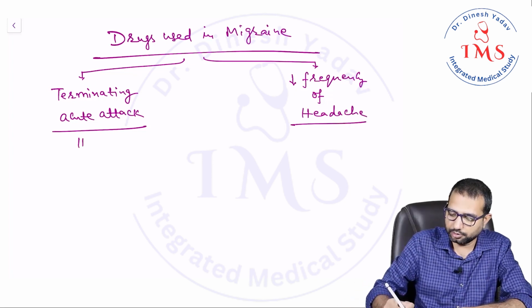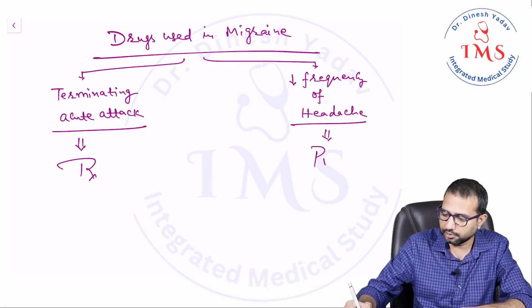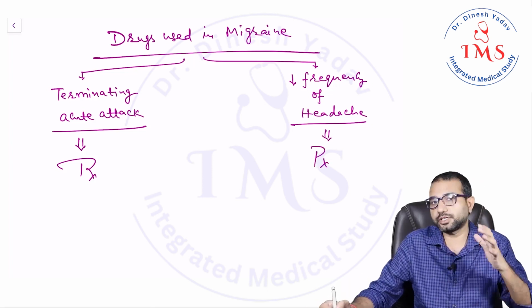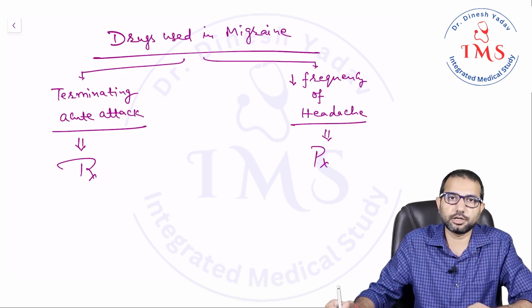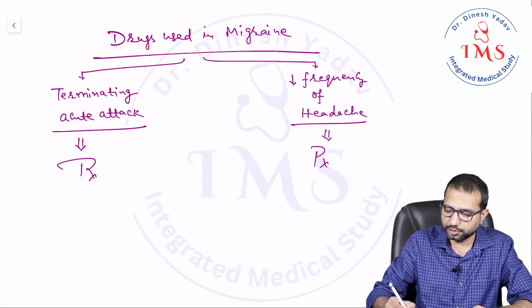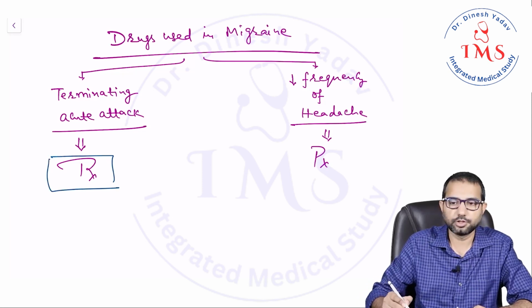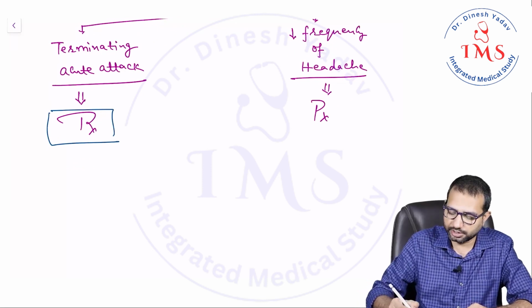So these are used for treatment and these are the drugs for prophylaxis. Prophylaxis means drugs decrease the frequency, and treatment means terminating the acute attack. So what are the drugs for terminating the acute attack first? The drugs which terminate the acute attack of migraine are divided into three categories.